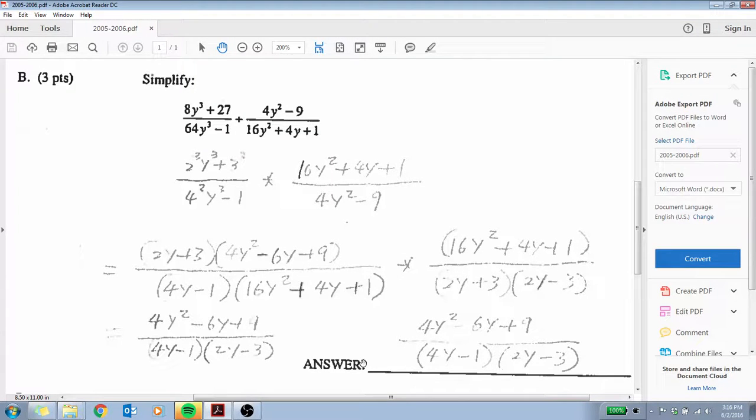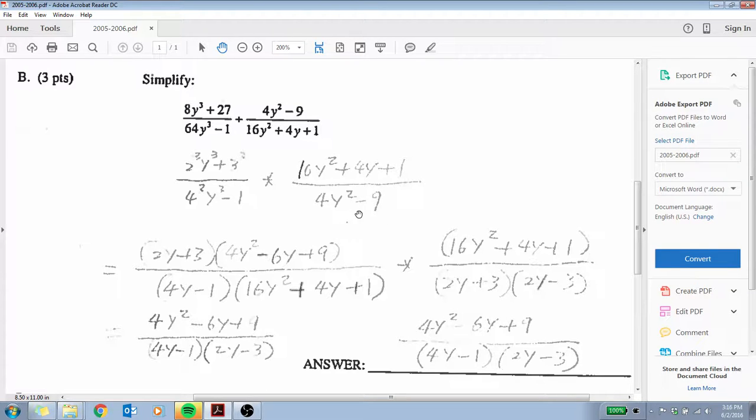We're trying to simplify this complex fraction. The first thing to take note of is that this sign right here is a division sign. When you're dividing by a fraction, you're actually going to be multiplying by the reciprocal. So you're multiplying by 16y squared plus 4y plus 1 over 4y squared minus 9.